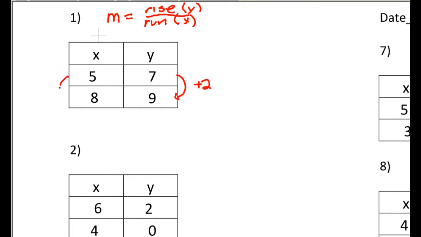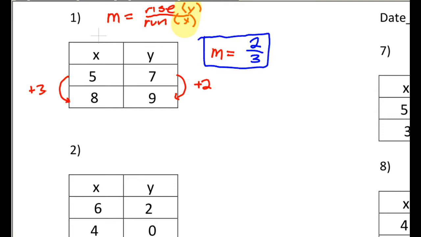And from 5 to 8, plus 3. So our slope is y over x. So it is positive 2 over 3.